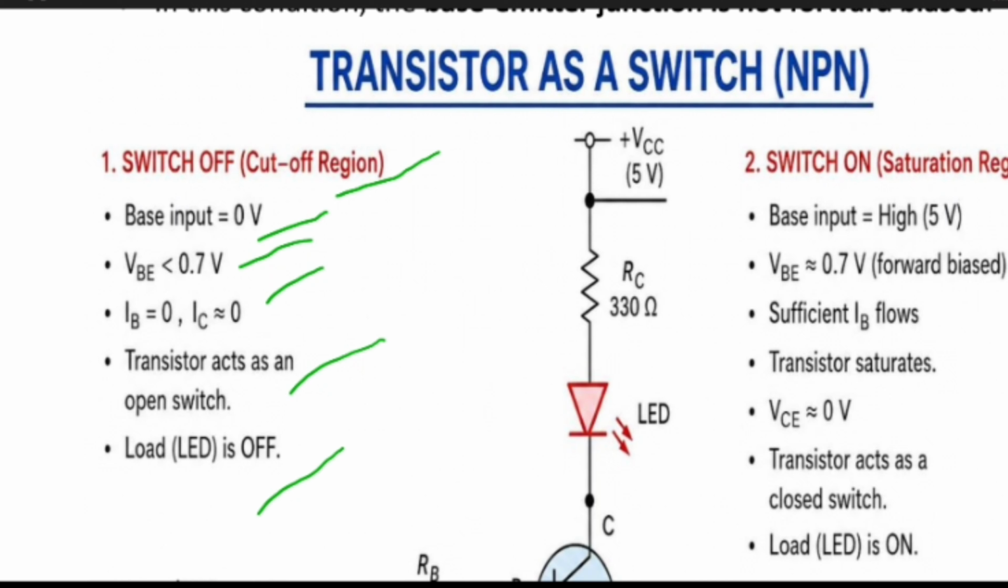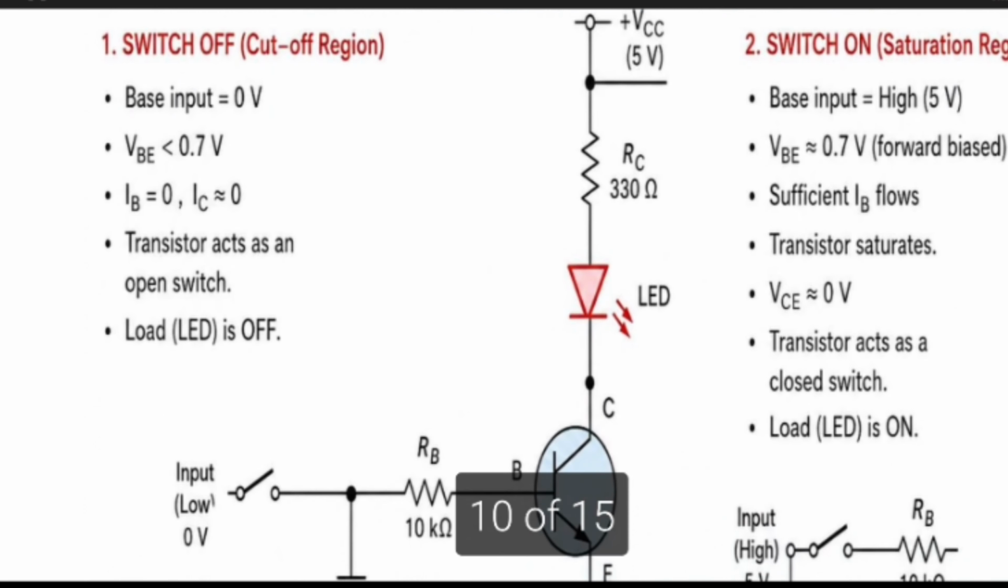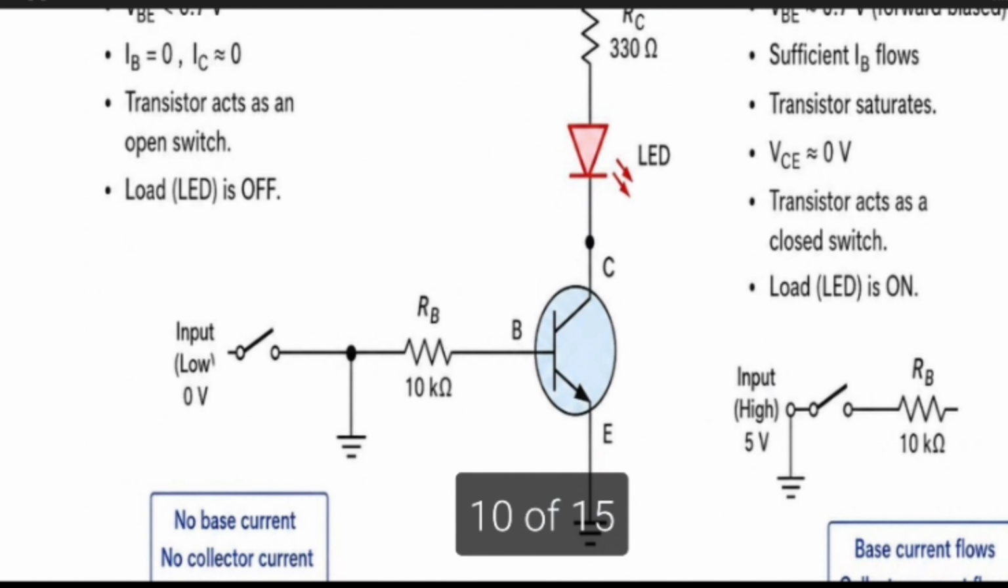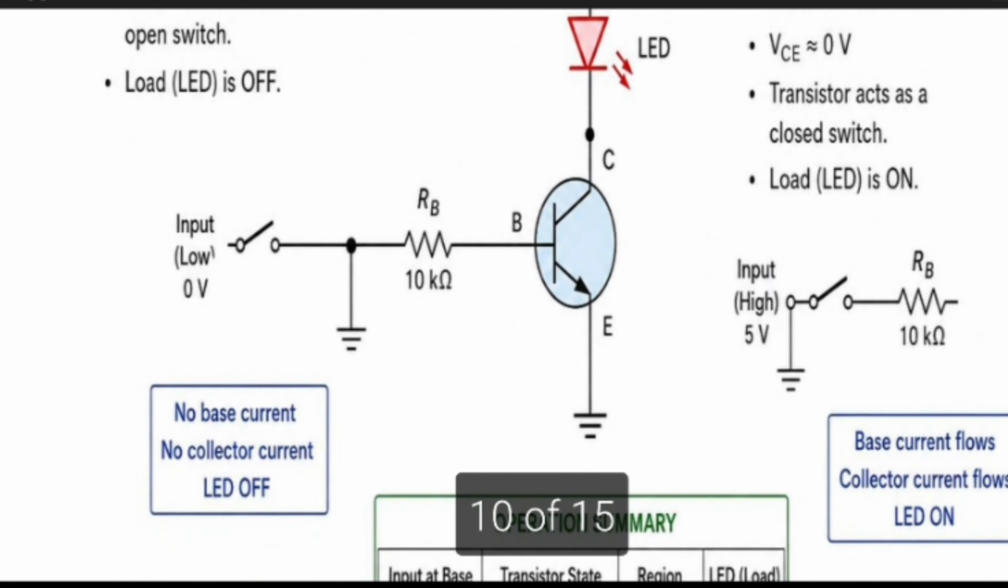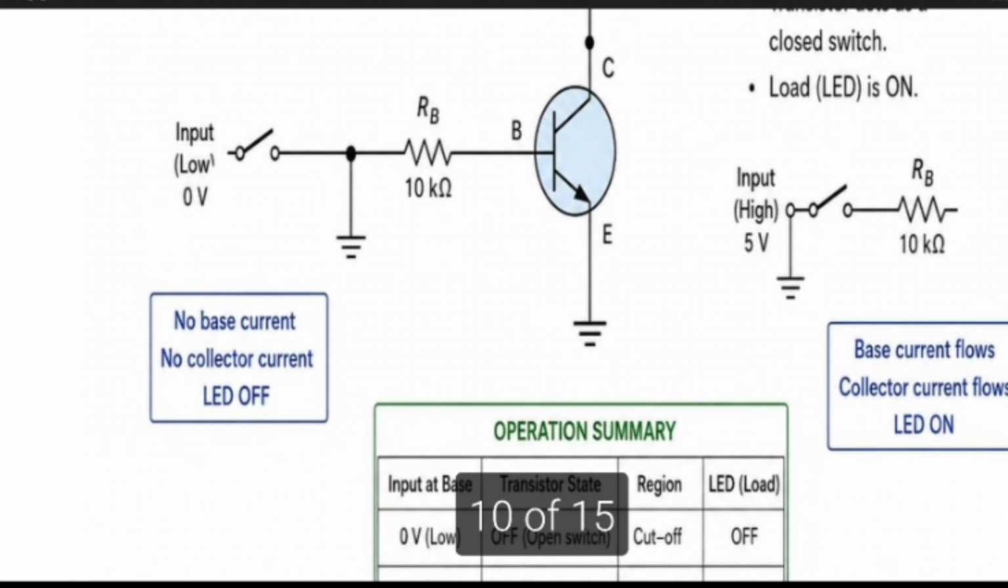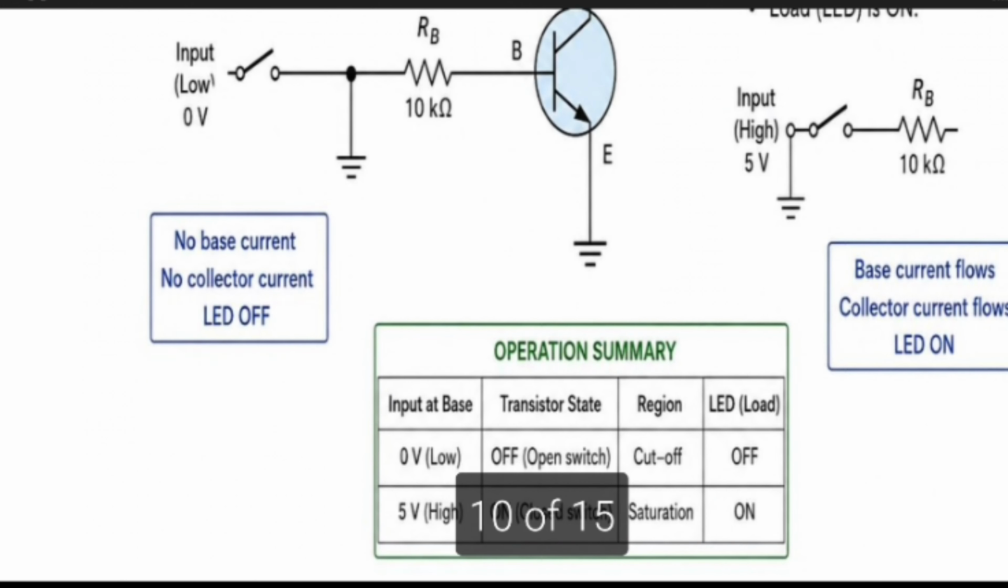In the same way, consider the saturation region: what is the value at the base, and how will it react. Just see the diagram, how it looks. This is the diagram. The LED will be there, an NPN transistor is there, and input and output everything will be there. With no base current, there is no LED, it is off.